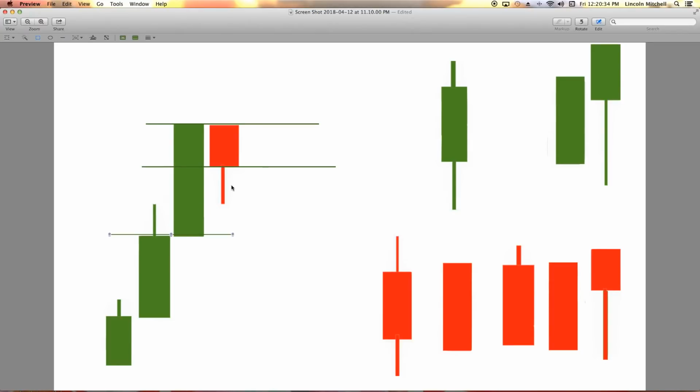You want to enter anywhere around here. Hopefully this will get you 4 or 5 pips. And what you're looking for is this. That's what you're looking for. That's a perfect buying the dip setup.